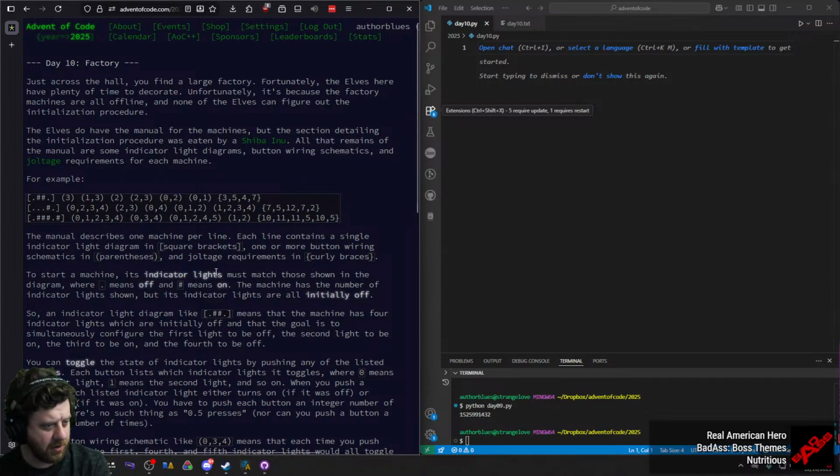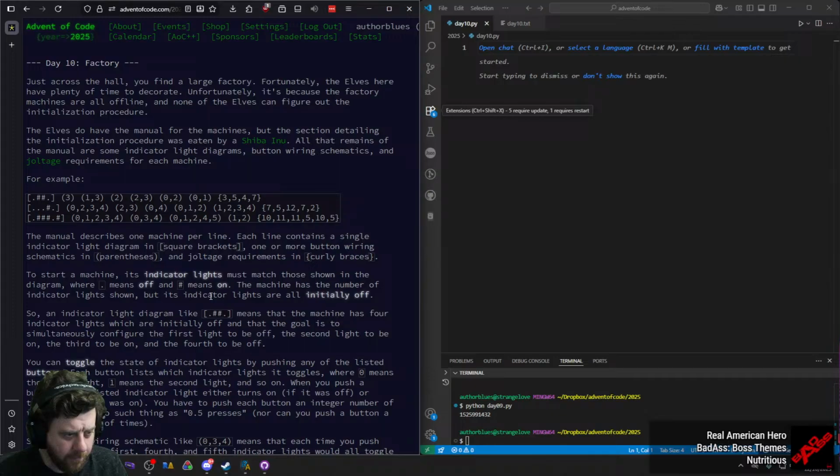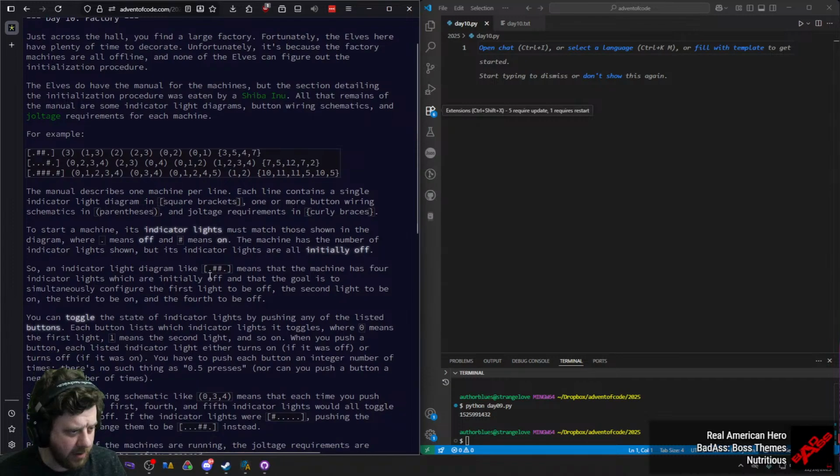You can toggle the state of the indicator lights by pushing any of the listed buttons. Each button lists which indicator light it toggles, where 0 means the first light, 1 means the second light, and so on. When you push a button, each listed indicator light either turns on or off. You have to press each button an integer number of times. There's no such thing as 0.5 presses, nor can you push a button a negative number of times.